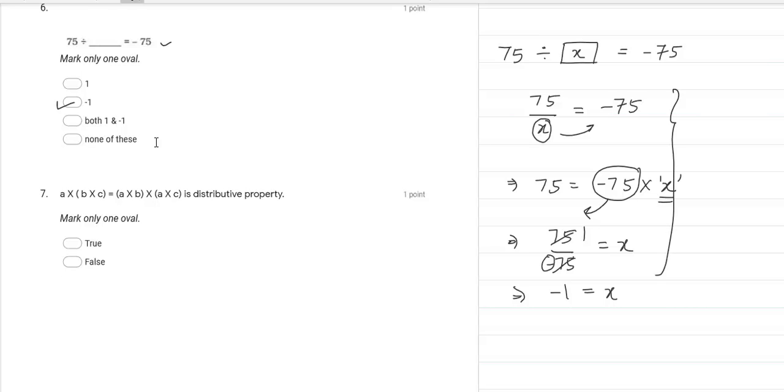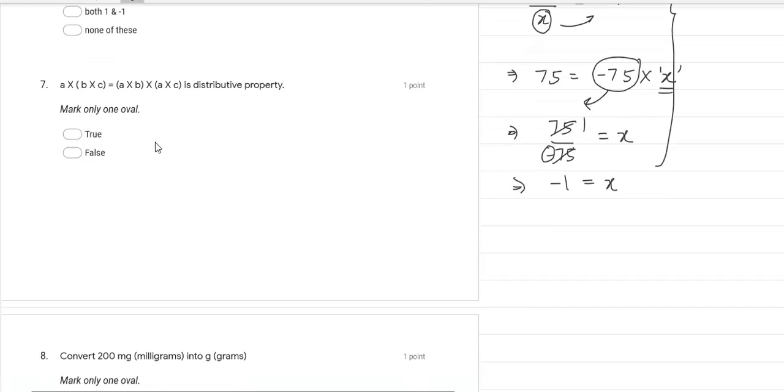Okay. Now question number 7 is saying a multiplied with b multiplied with c is equal to a multiplied b into a multiply c is distributive property. No, it is not distributive property. Distributive property is actually this one. When we have two terms getting added in a bracket and outside we have multiplying term, in that case what happens, this a gets multiplied with b, plus sign will come and then a into c. This is known as distributive property, like this, a into b plus a into c.